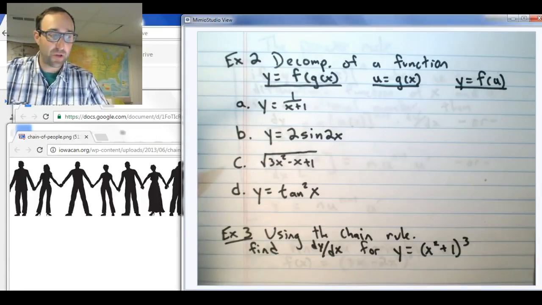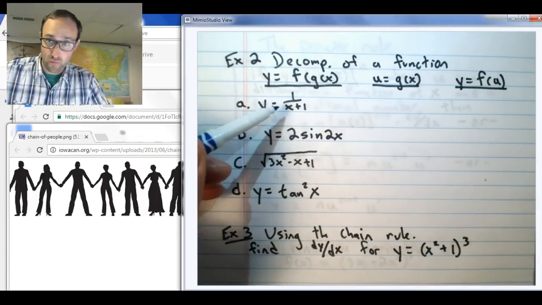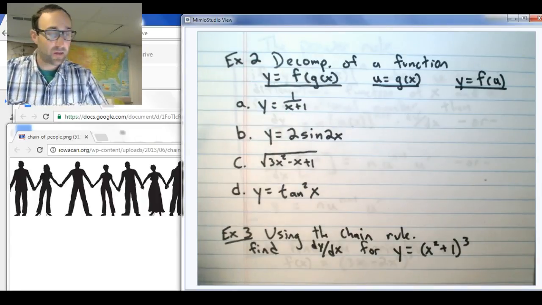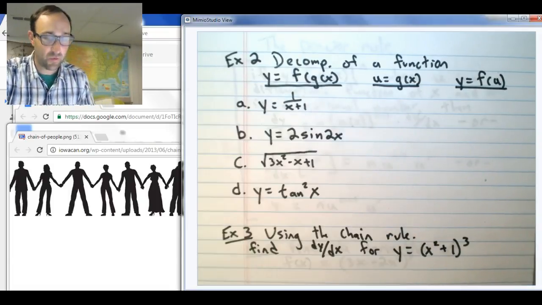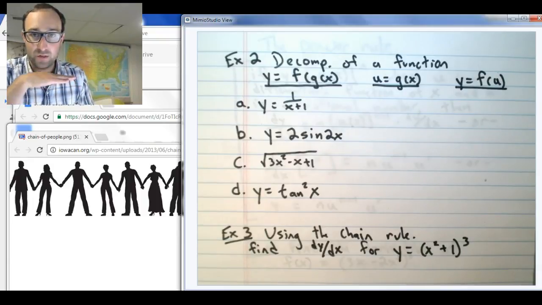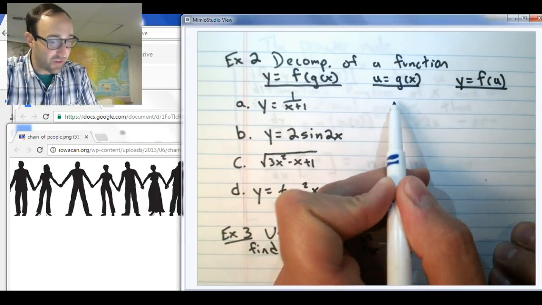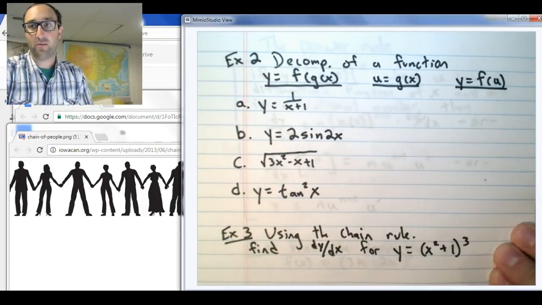We just want to be able to rewrite these functions that we have right here in the two parts that we need, because we have a composition, right? We've got a fraction and we have x plus 1. So we want to be able to go through this and just write it out as what is g of x, what is f of u.